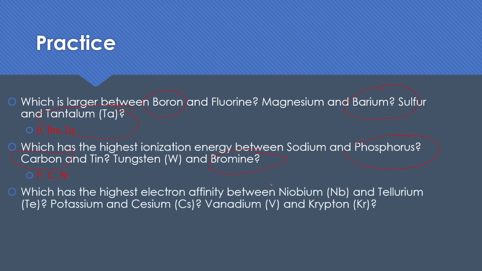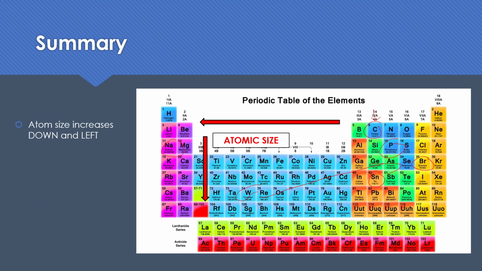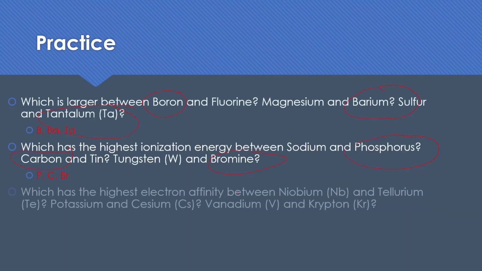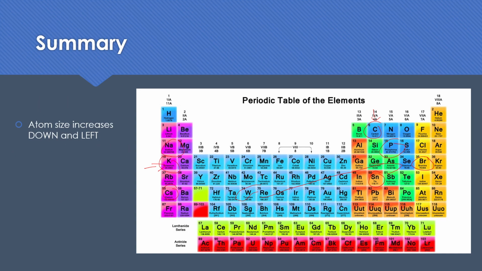And then which has the highest electron affinity between niobium and tellurium, potassium and cesium, vanadium and krypton? Potassium and cesium: higher up, so potassium. Niobium is here. Tellurium is all the way over here. This is to the right, so it's going to be tellurium.